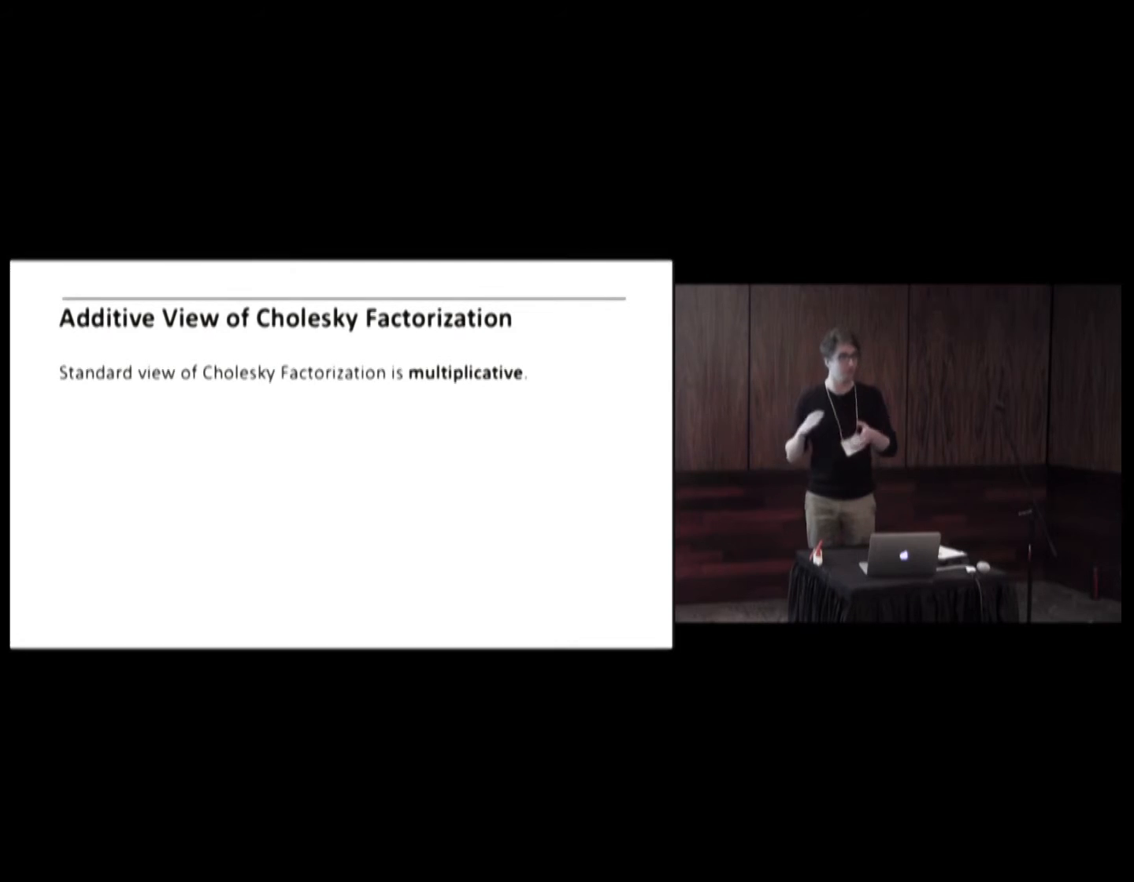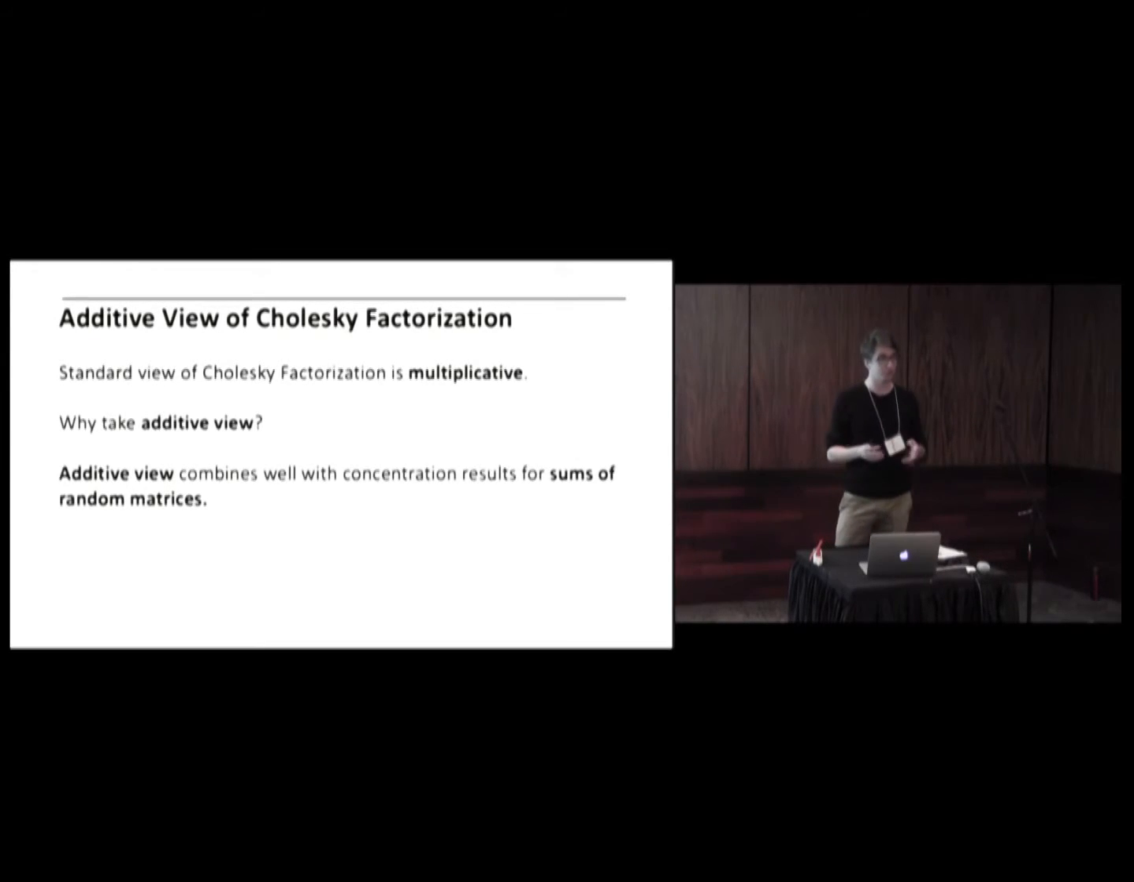Now I want to take an additive view of the algorithm instead. So rather than a sequence of products, we'll think about it producing a sequence of sums of matrices. So why take this additive view? The additive view combines well with concentration results for sums of random matrices. And we understand sums of random matrices much better than we understand products of random matrices. And so this turns out to be helpful when you want to change the algorithm.